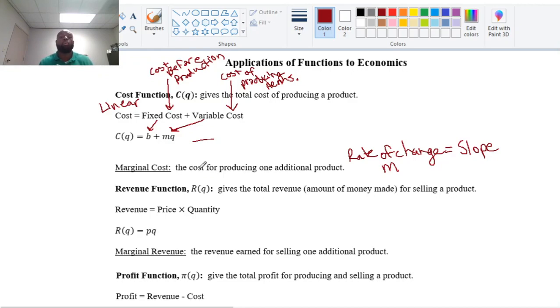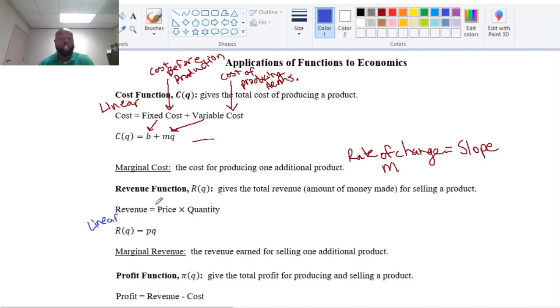Revenue gives the total amount of money that you make from actually selling a product. So cost is all about production and making the items. Revenue is all about selling the actual products. Revenue always equals price times quantity, and we can use P times Q. This is also a linear function for us. Sometimes it won't be linear. Sometimes our price can be modeled by a certain function. We'll see that later in the semester. But right now we have a linear revenue function, which is price times quantity.